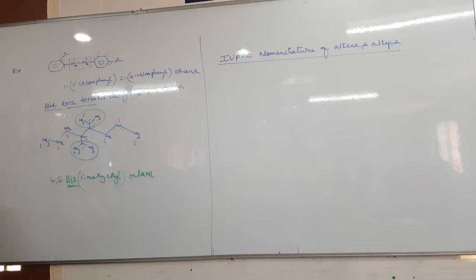2. If the parent chain contains both double and triple bonds, then it is considered as derivative of alkyne. Underline. Derivative of alkyne.